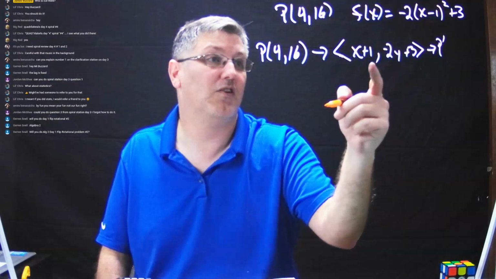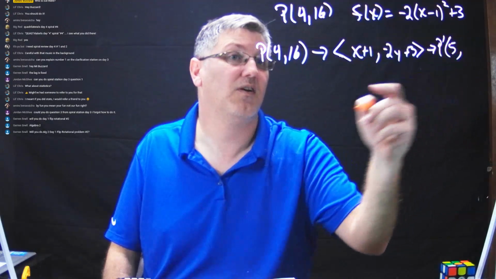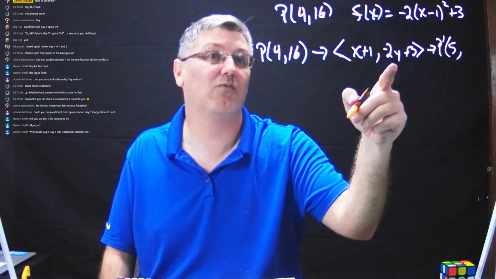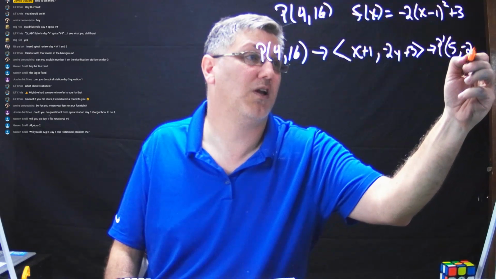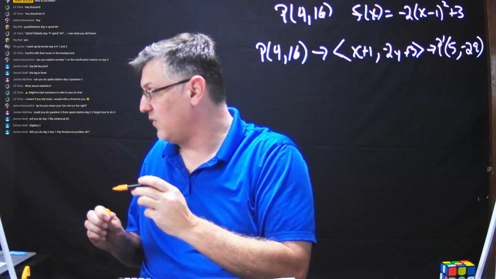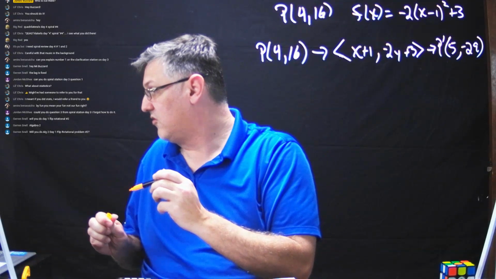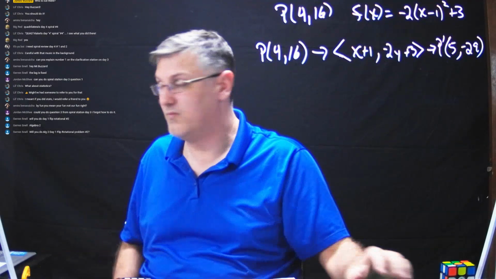So pre-image, image, vector mapping. I just take this 4, plug it in here. 4 plus 1 is 5. And I put the 16 in here. 16 times negative 2 is negative 32. Plus 3 gives me a negative 29. And you're done. Not terribly bad. All right, so day 1, flip rotation. Problem number 2.